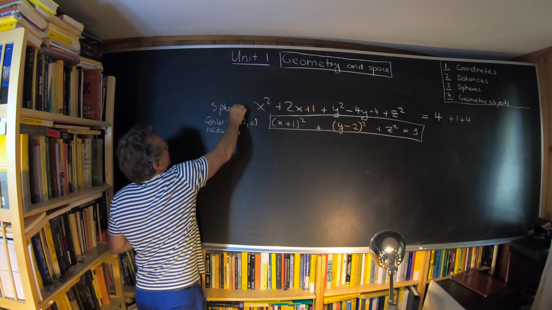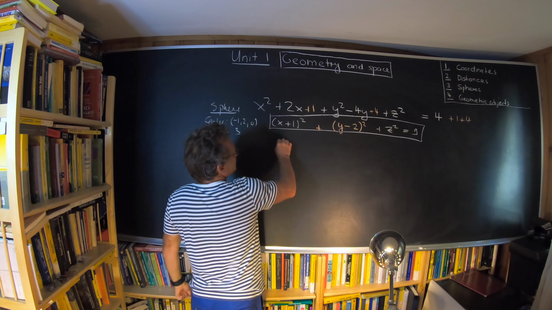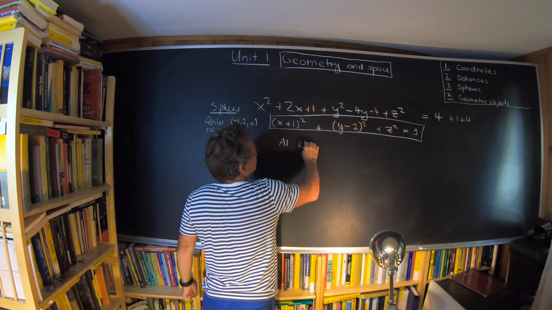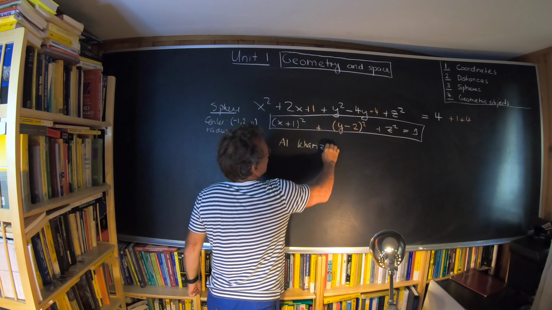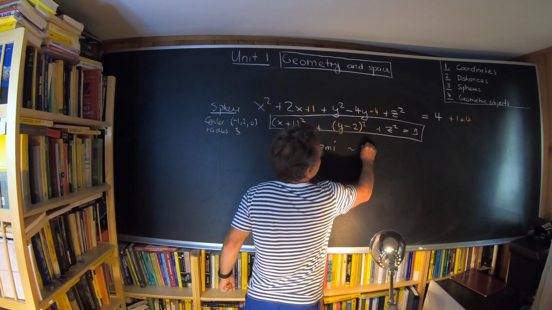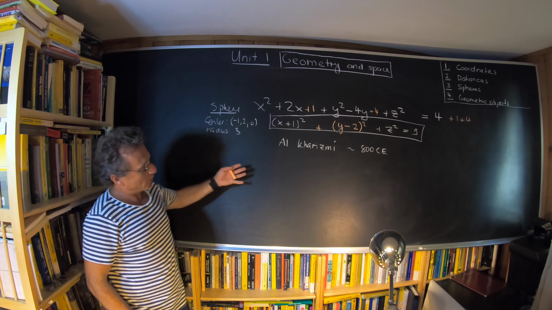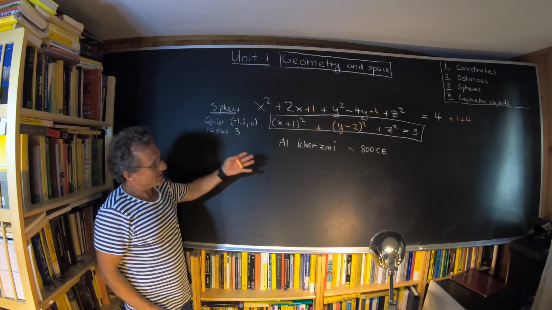Now this idea of completion of the square is very important. It's the beginning of algebra, and Al-Khwarizmi had this idea in around 800. And so he looked at the quadratic equation.